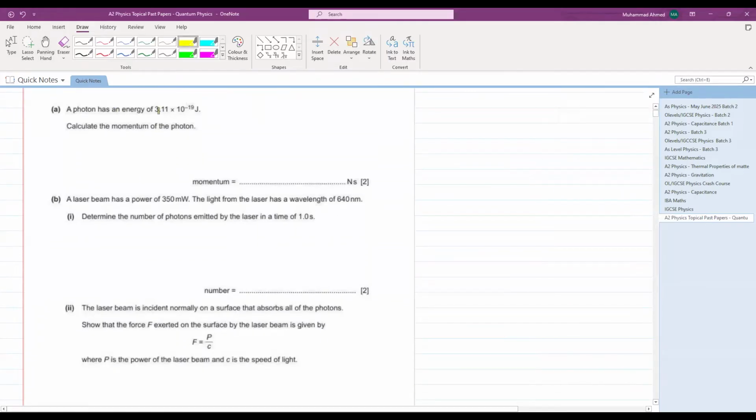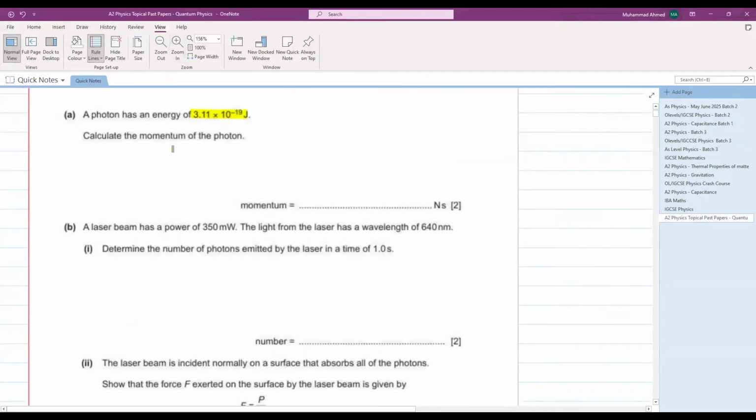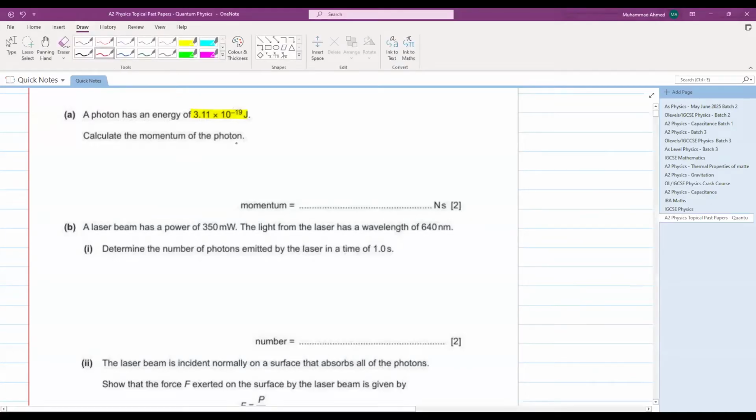A photon has an energy of this. Okay, this is the energy of the photon. Calculate the momentum of the photon. We need to calculate the momentum P of the photon. We are given the energy E. So you might remember that the energy of a photon is equal to what? Momentum times the speed of light, that is C. You have to calculate momentum P here. What can you do? Energy divided by the speed of light is equal to your momentum.